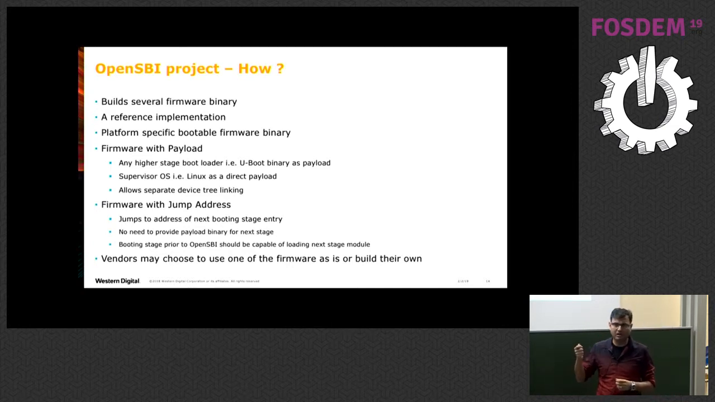The next type of firmware uses a jump address. Let's say the previous stage to OpenSBI knows how to load the next stage. In that case, you don't care about the payload. The payload can come from anywhere. You just provide the jump address, and it makes sure that it will jump to the next address, which is being loaded by the previous stage. Now, as I said, vendors can choose either way, depending on their flexibility, to build their firmware or just use it as it is.